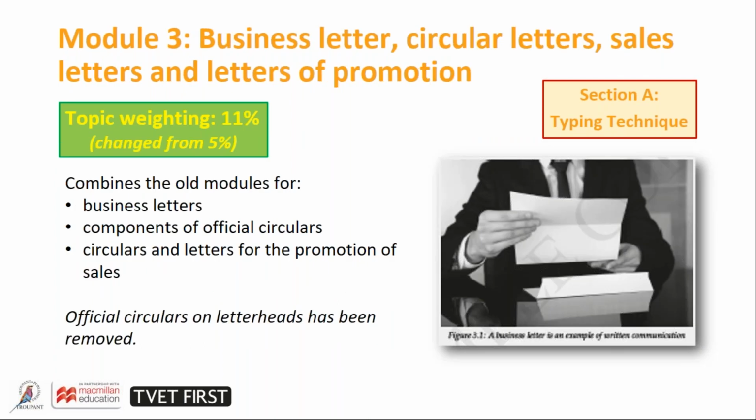In module 3, the business and sales and circular letters of promotion, that combines the old modules for business letters, components of official letters, circular letters, and the promotion of sales. The official circulars on letterheads has been removed, but what you also need to remember that with this section, a student must be able to create their own letterhead, number 1. Number 2, they must be able to use a letterhead. What has been removed from this section is a hard copy of a letterhead.